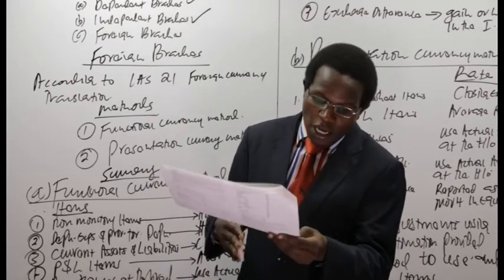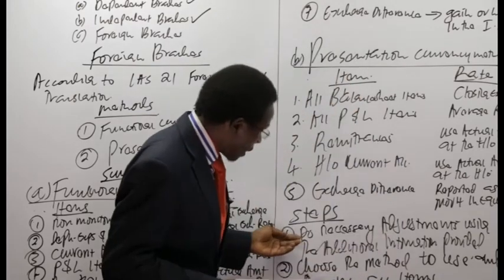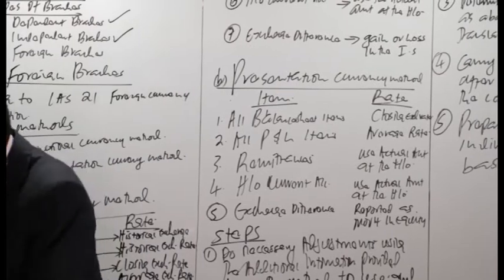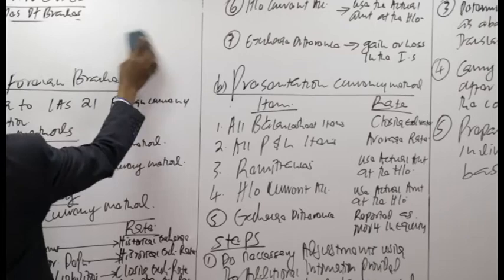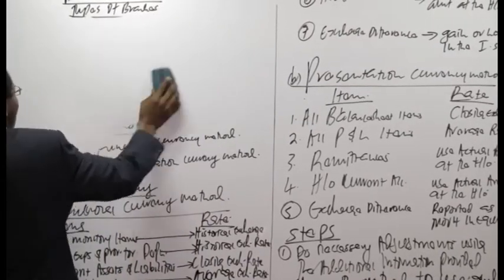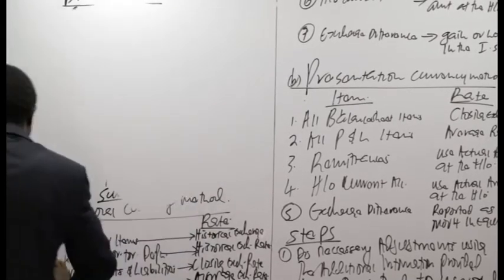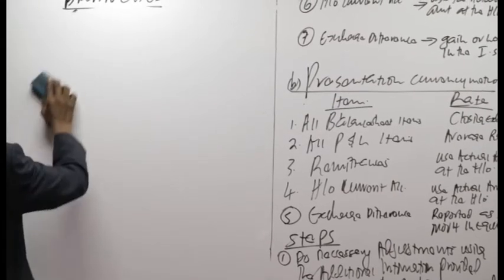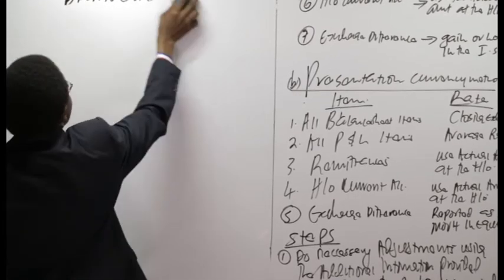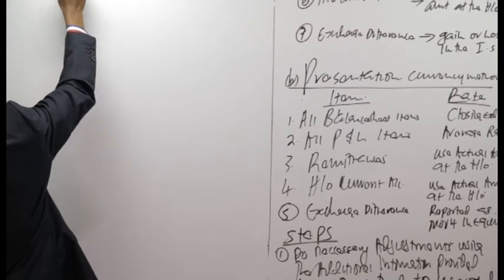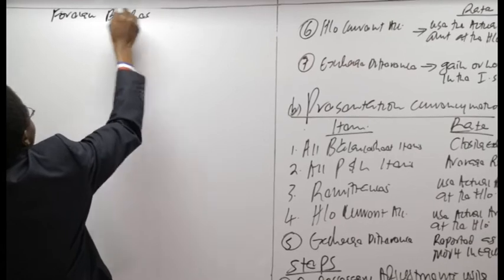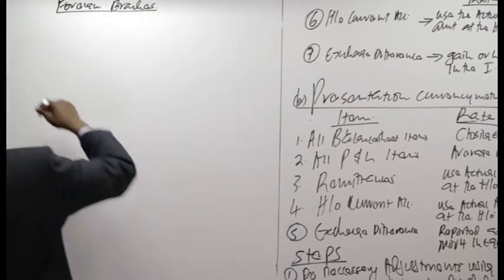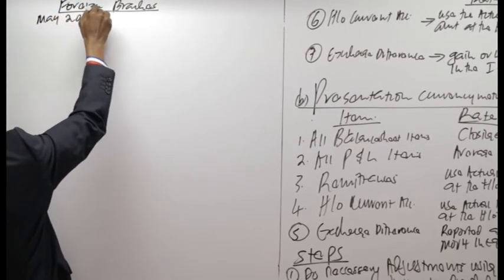Now, on that note, friends, we need to do the translation. We need to do our step number 1, step number 2, and step number 3 can be done at the same time. 1, 2, 3, we can do it at the same time. So I need to make some space for that. We simply talk about foreign branches. But you cannot have only foreign branches without local. So we have the local, independent local, and foreign branch. We are talking about a question that was set in May 2012, question 5B.